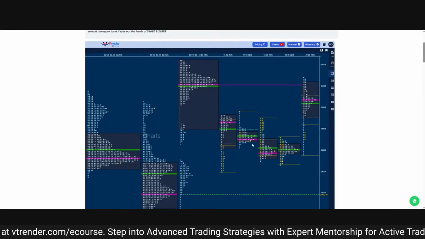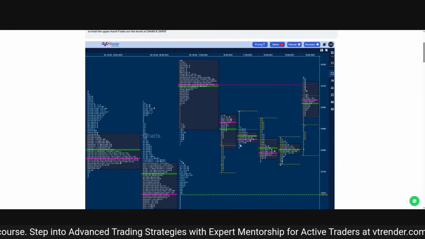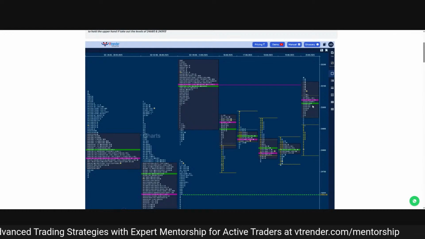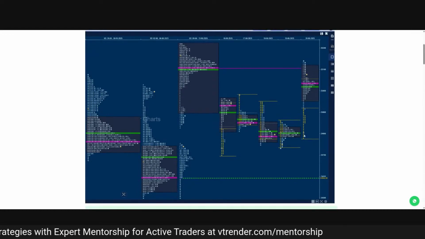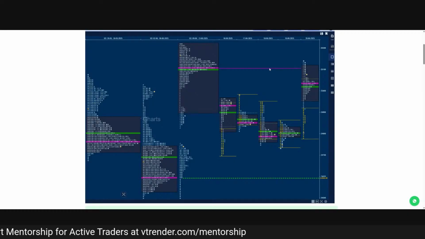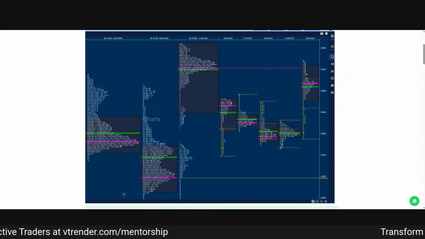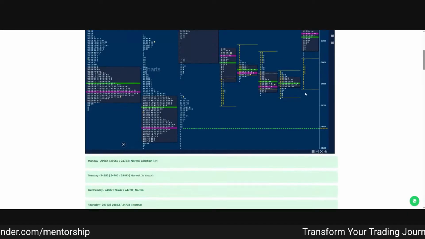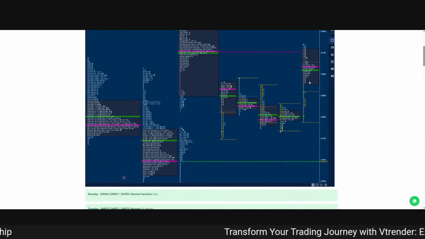And then what we did, we formed a 4-day balance, and from this balance we got a move away on Friday. We started with an open drive up, and then we went on to tag this weekly POC of 25109. But this was not an ideal trend day. It was more a P-shaped profile.